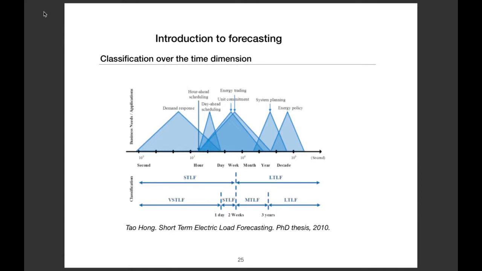So using a forecasting model depends completely on the application. If you want to do unit commitment, system planning or energy policy, you are not focusing on the same forecasting horizons, and so you will not use the same models. You will try to take the model that is the most relevant depending on your application, and consequently for the decision making you want to do.